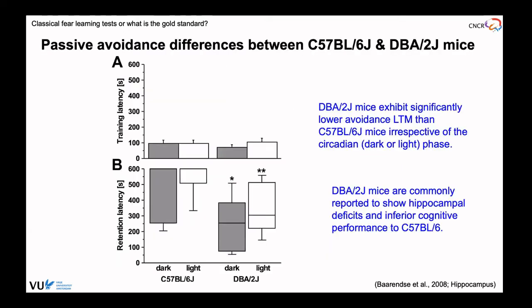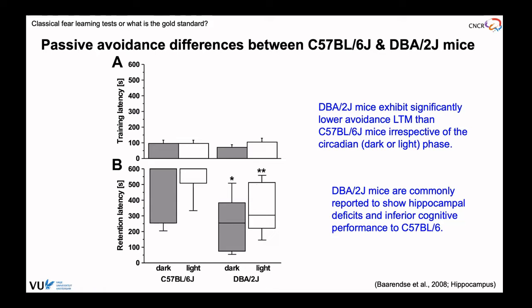Of course, I have tested the DBA in comparison to C57s. And again, the same issue: the DBAs are inferior to the C57 mice. And that confirms many, many studies.